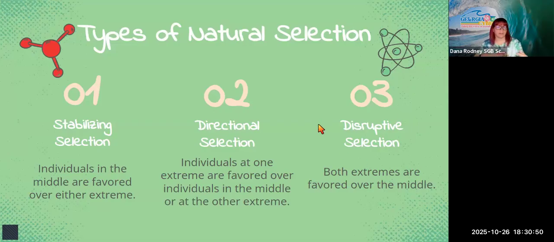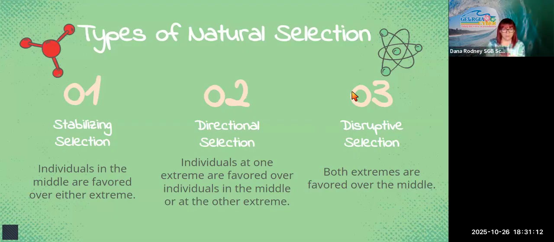And before we actually talk about the three types, we need to know that natural selection, like they said in a video that we watched previously, is just where organisms with traits that are better suited to the environment survive and reproduce. And when they reproduce, they pass their genes on.